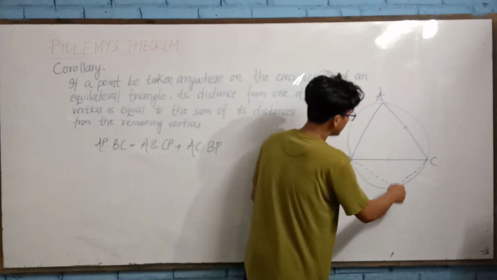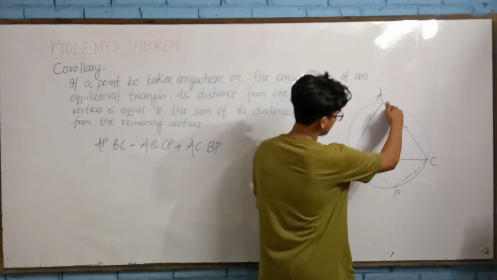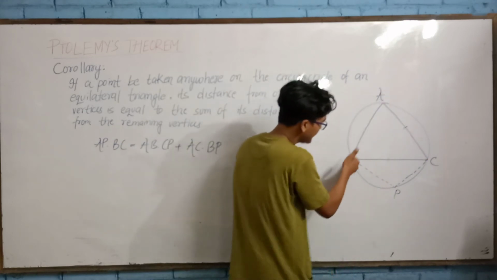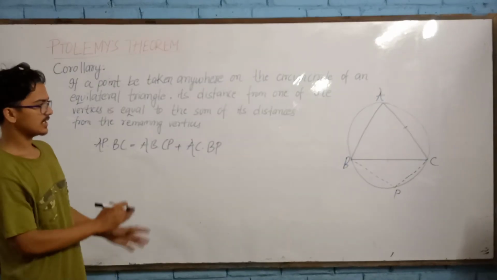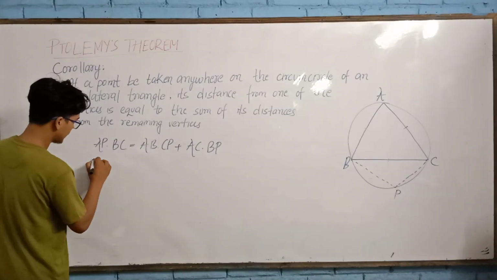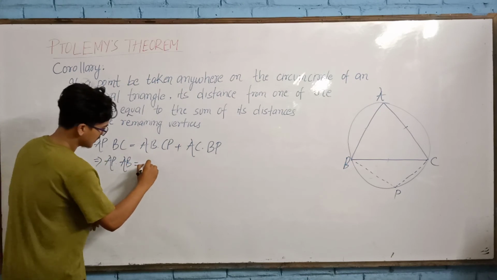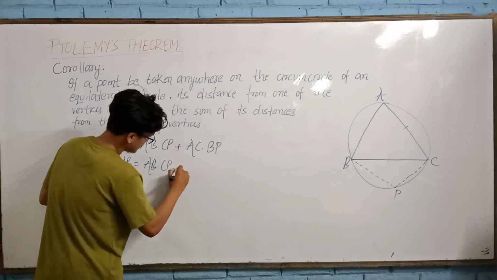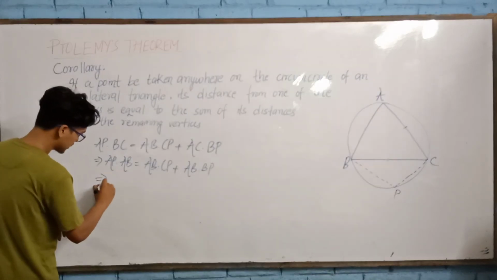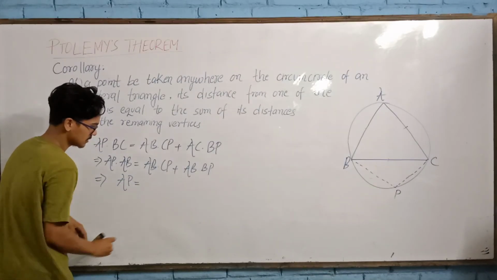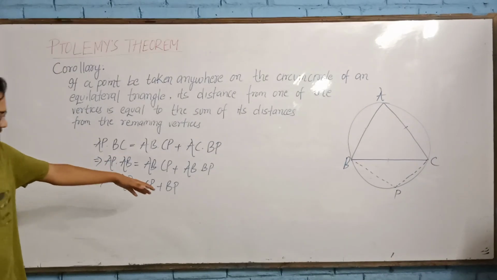So this is the cyclic quadrilateral. AP is a diagonal, BC is a diagonal, so AP into BC equals AC into BP plus AB into CP. Now since this is an equilateral triangle, AB, AC and BC are equal. So if I replace BC by AB and AC by AB, then we arrive at this result: AP equals CP plus BP.